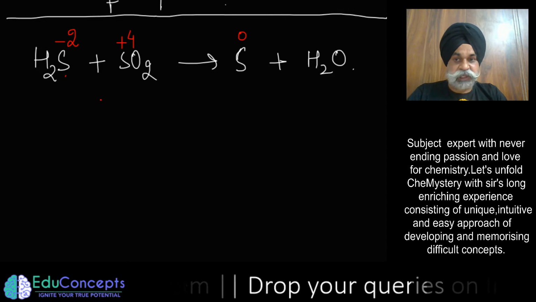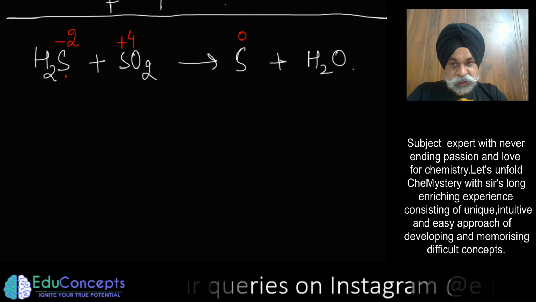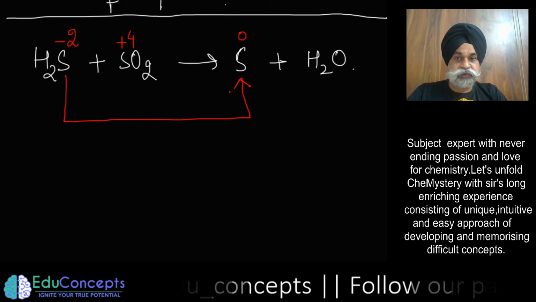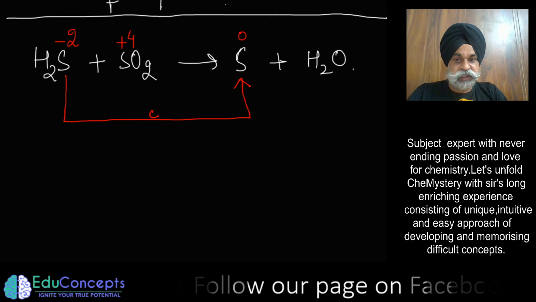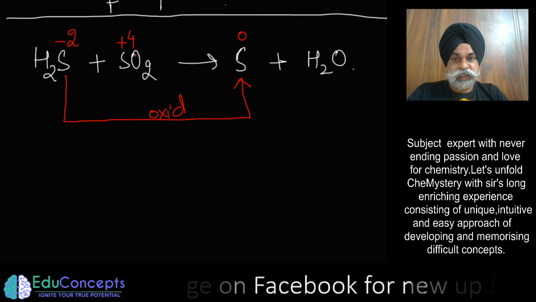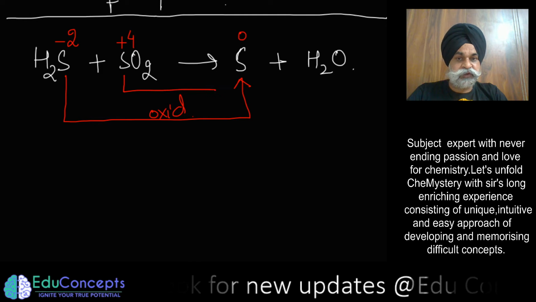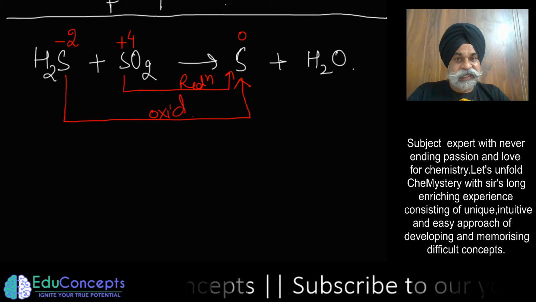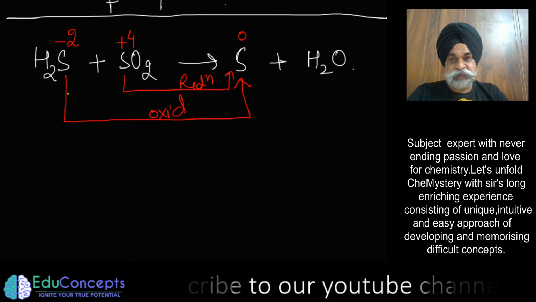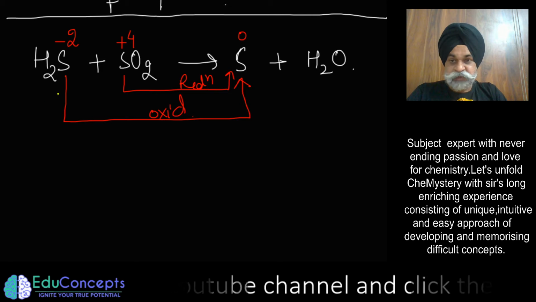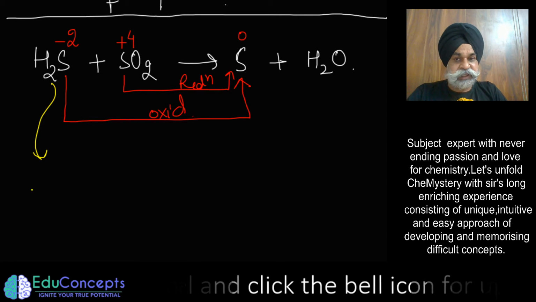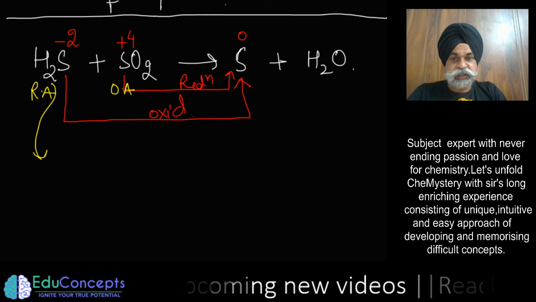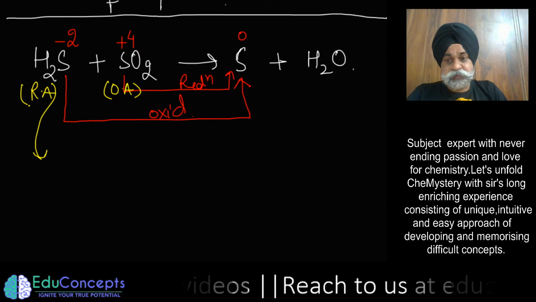formation of sulfur colloids. Sulfur goes from -2 to 0, so that means it is undergoing oxidation. And here sulfur is going from +4 to 0, so it is undergoing reduction. Now, as we have discussed many times in the previous videos, if you want to find its n factor, here it is acting as a reducing agent, and here it is acting as an oxidizing agent.